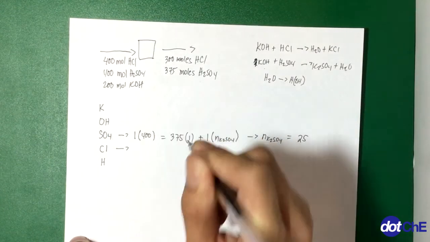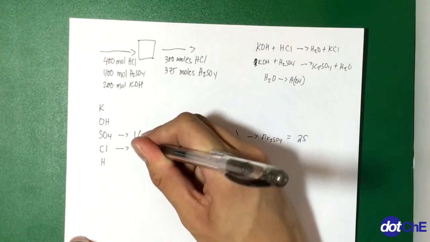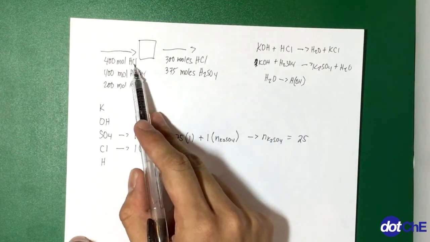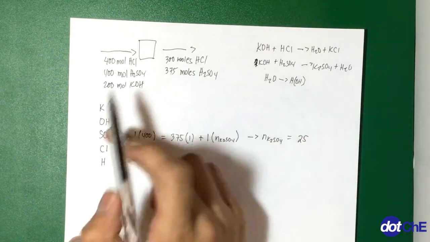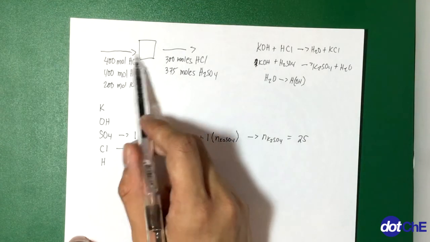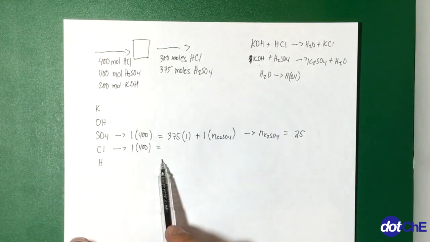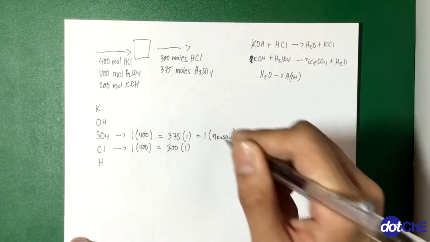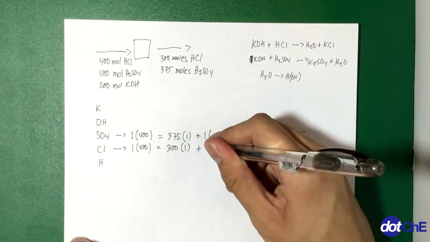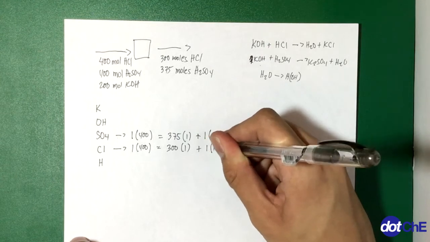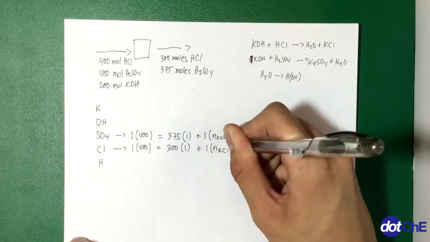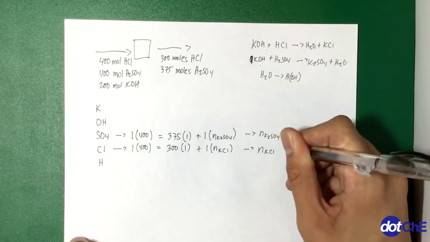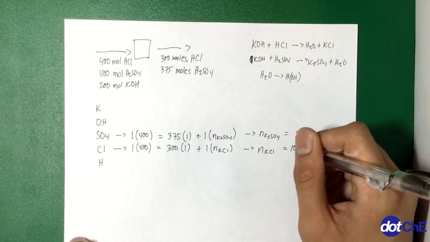Then we go with Cl, so that's again 1 times 400 because there's 1 in HCl here. Since HCl is the only source for Cl here, we get the equal sign. Then we have 300 multiplied by 1 plus 1 multiplied by the KCl created. Thus, using shift solve, NKCl is equal to 100.